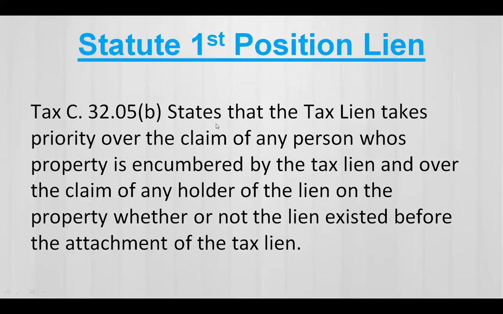So what this says here, Tax Code 32.05(b) states that the tax lien takes priority over the claim of any person whose property is encumbered by the tax lien and over the claim of any holder of a lien on the property, whether or not the lien existed before the attachment of the tax lien. I'm not going to read that again, but I will leave it up there for you. Pause the video if you need to, but this is important to know. Again, the tax lien takes precedence.